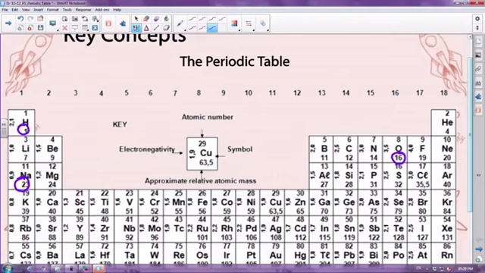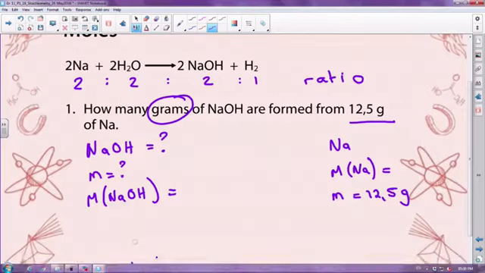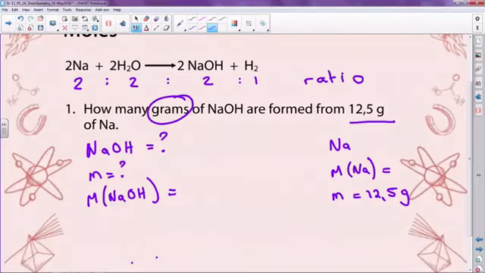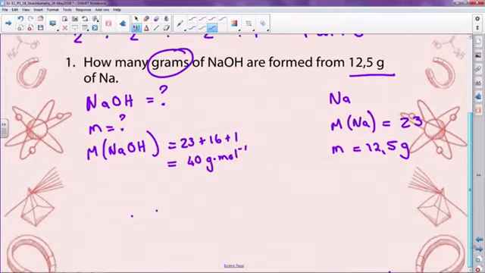Okay, so those are the three numbers we need to remember. So here we go. Sodium is 23. Sodium hydroxide is going to be 23 plus 16 plus 1. So that is going to give me 24 plus 16, which is 40 grams per mole. All right. What do I do now?